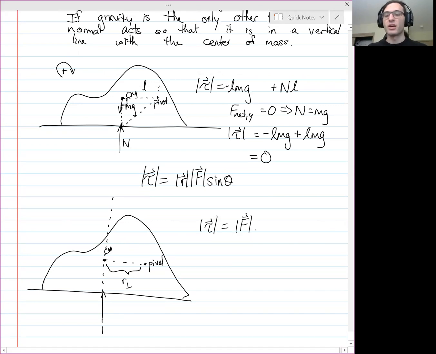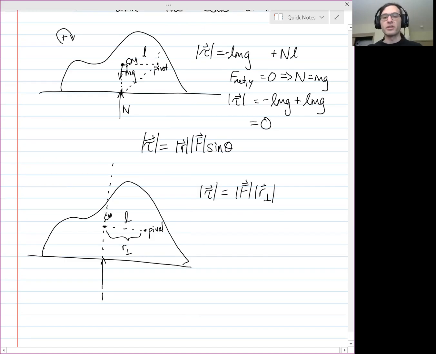The magnitude of the torque is, or R perpendicular is defined such that R perpendicular is equal to R times sine of theta, or R perpendicular being the moment arm. So the moment arm in this case was L. So that's why I can multiply L times N to get the total torque. And then similarly for gravity, the moment arm is just L because that's the distance and the sine is 90 degrees.